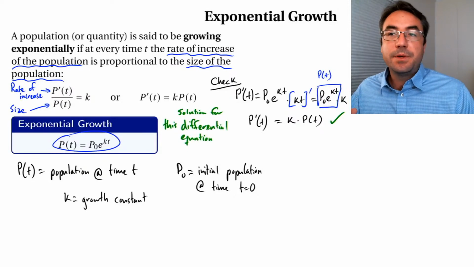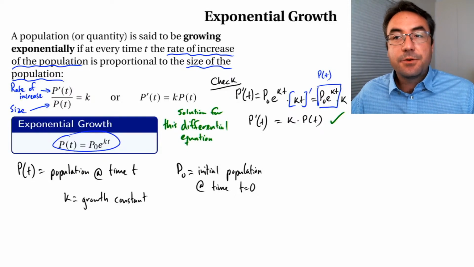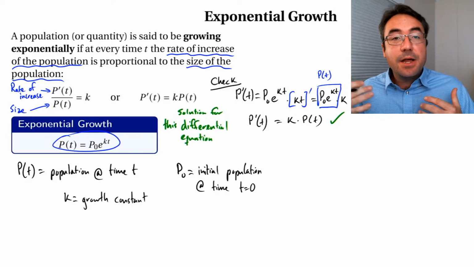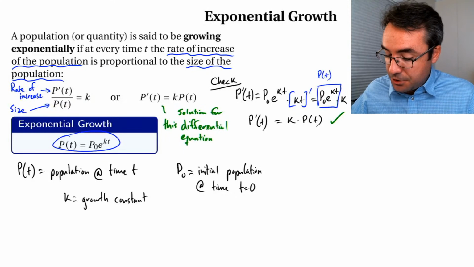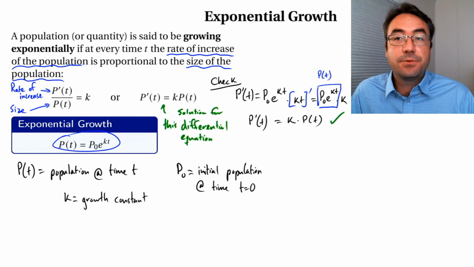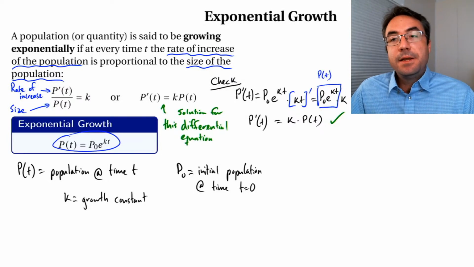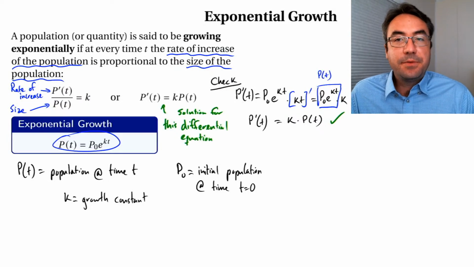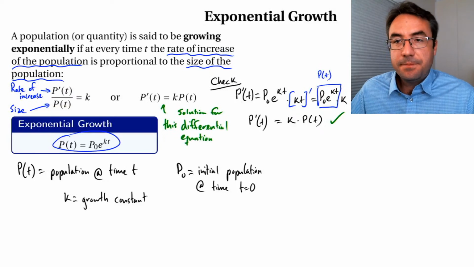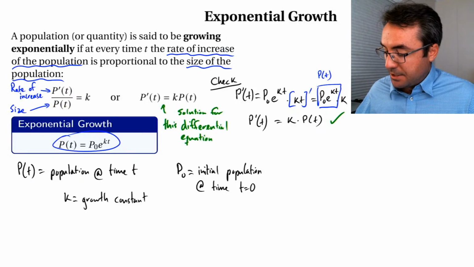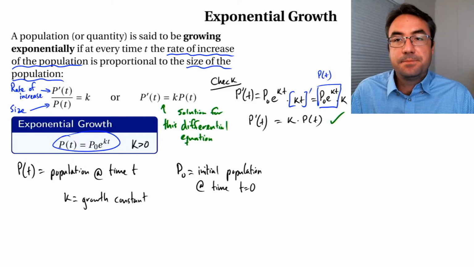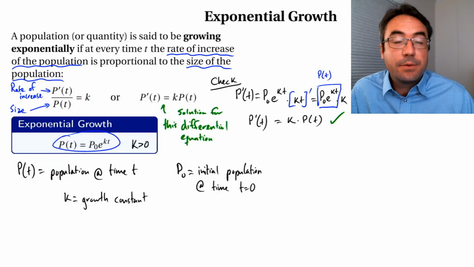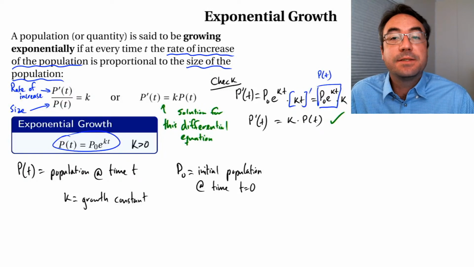So that's all we're doing there. By just calculating the derivative and showing that we end up with that differential equation, this is just showing that it's a solution for this differential equation right here. Now, just a few other comments about this exponential growth function. Because we're talking about exponential growth, k here is positive. So it's growing, so the growth constant would be positive.